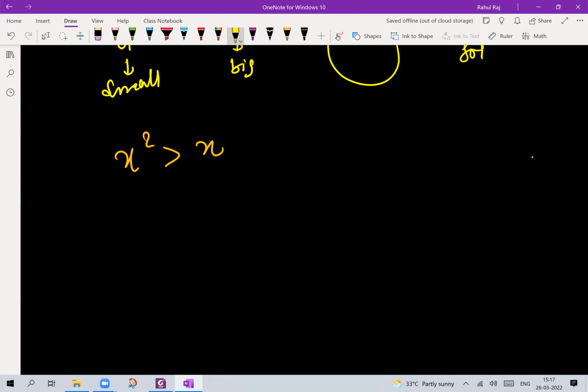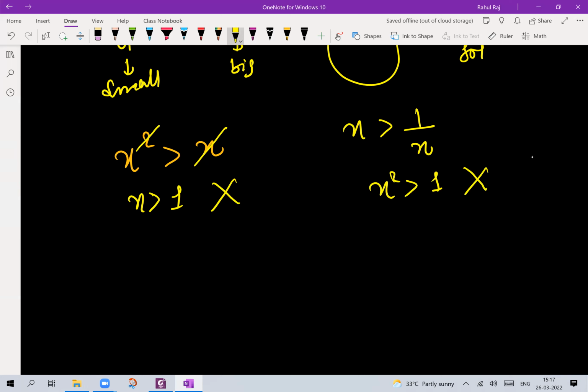But how exactly do you solve it, guys? If I ask you to solve this equation, can you simply cut this square and say x is greater than 1? This is wrong. You should never ever do this. And if it says x is greater than 1 by x, you can never do x square greater than 1. This is wrong. Please understand, you can never cut the variable. You can never cross multiply the variable until it is explicitly mentioned in the question that x is positive.